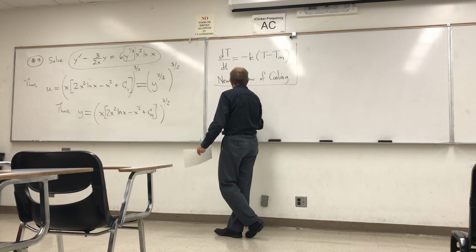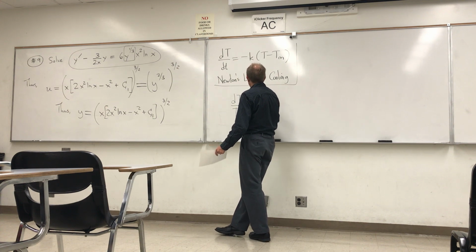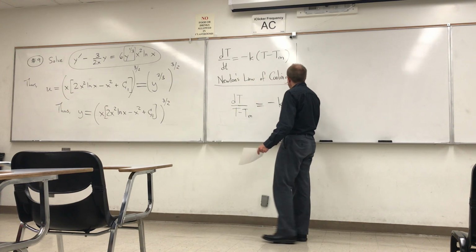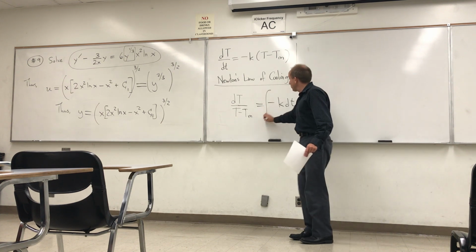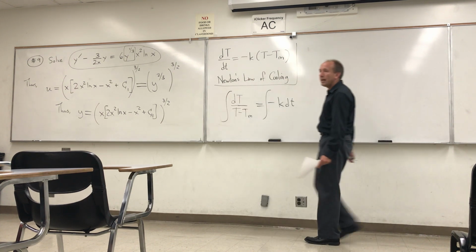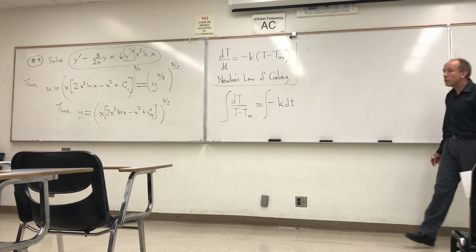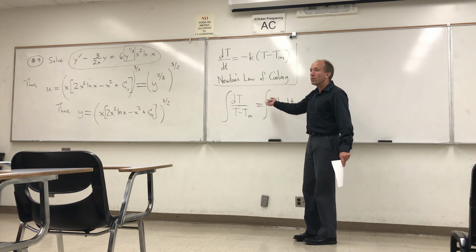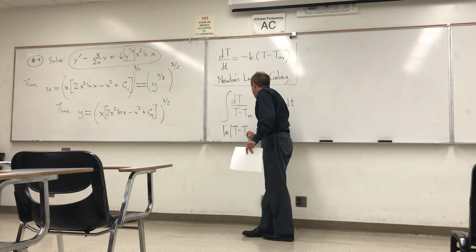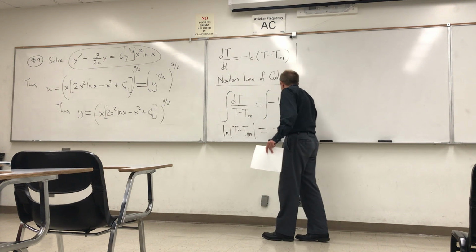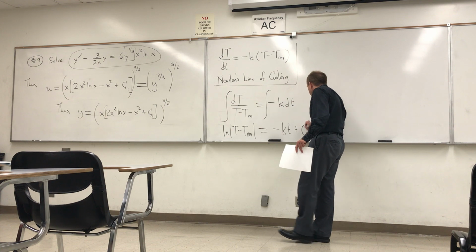So of course we can solve this thing by separating it. Separate the big T from the little t. We actually did this in class way back, I think pretty much the second day of the semester. You can actually solve it by separating it and then integrating, right? The left side gives you an ln of T minus Tm. The right side gives you a negative kt plus c.